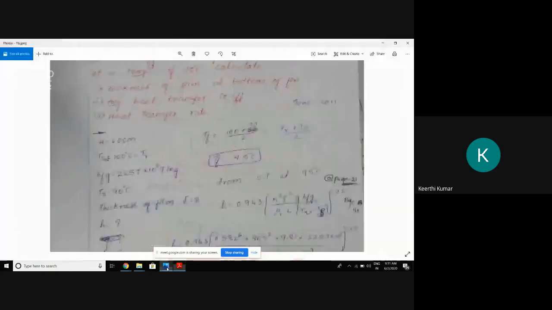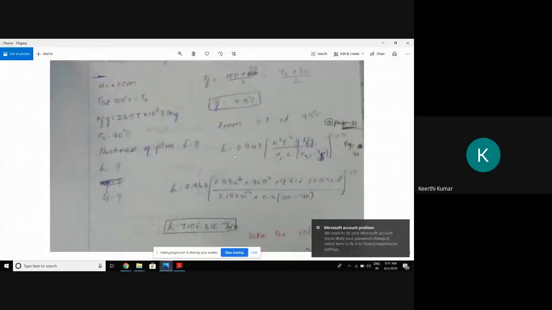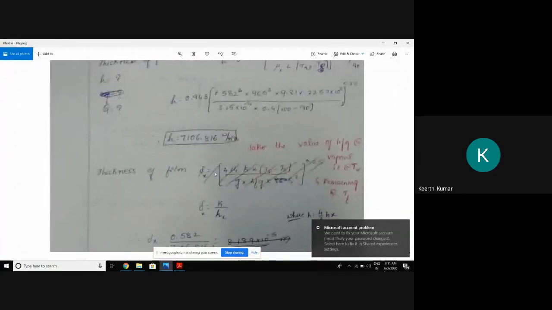What is the value of delta X? If I calculate, the same formula I have taken here. Delta X is equal to 4 mu K, same thing you can do. We can find out the value of delta X by this equation.